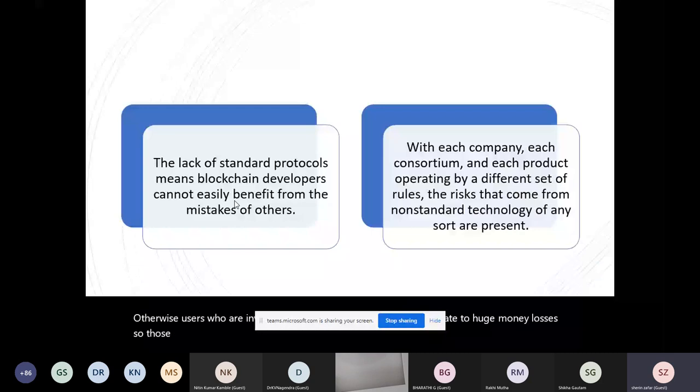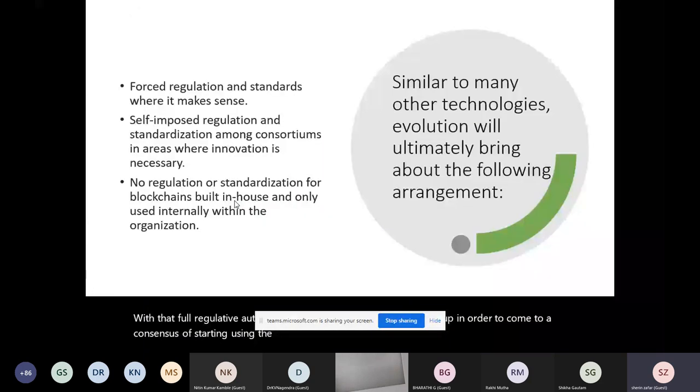So those standard protocols and even those standard blockchain designers need to specify a consortium, as I told you. And it's important that a full regulative authority or a full consortium needs to be set up in order to come to a consensus of starting to use the blockchain environment. And it's important again to understand that there is no regulation or standardization for blockchain built in house and only used internally within the organizations. So it's important that there should be some fixed regulations which need to be used, because those will be the regulations coming from the government and financing organizations.